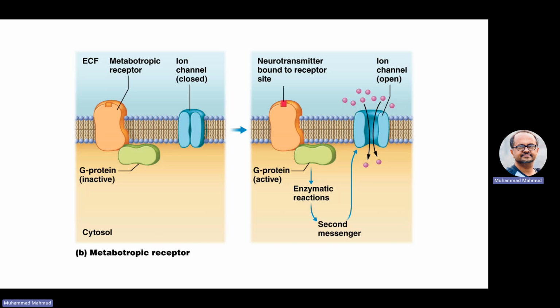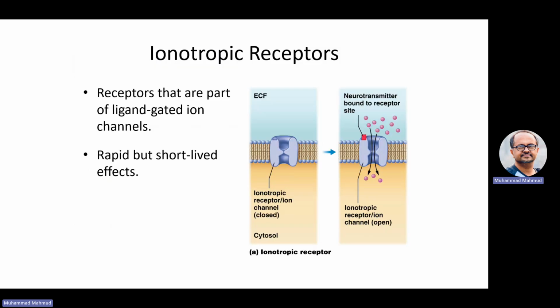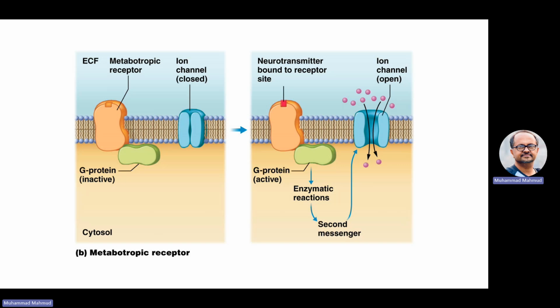Just to simplify and to know what is the difference, in ionotropic, it opens the same channel where the ligand is attached. In metabotropic, it's a different channel they will be opening.